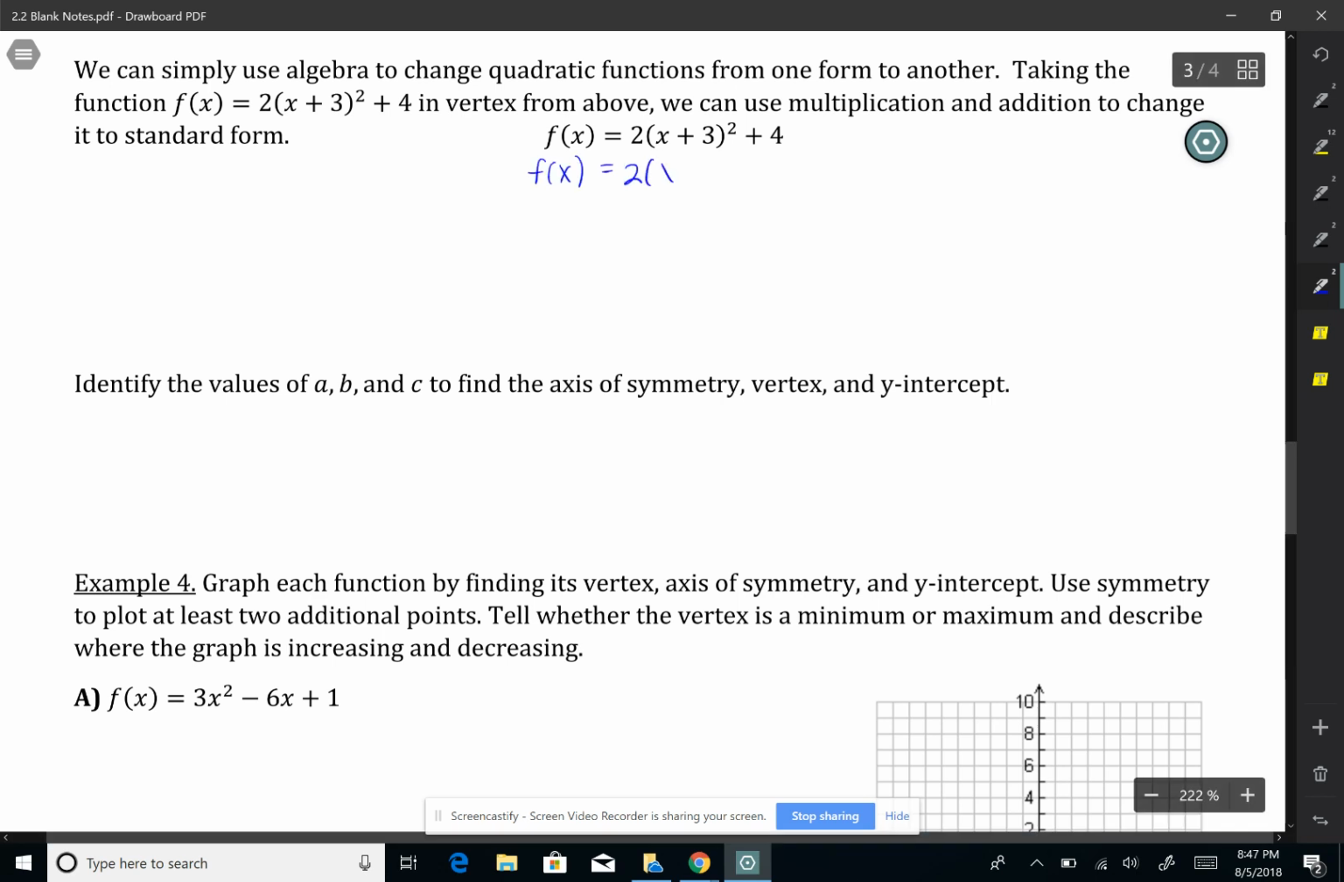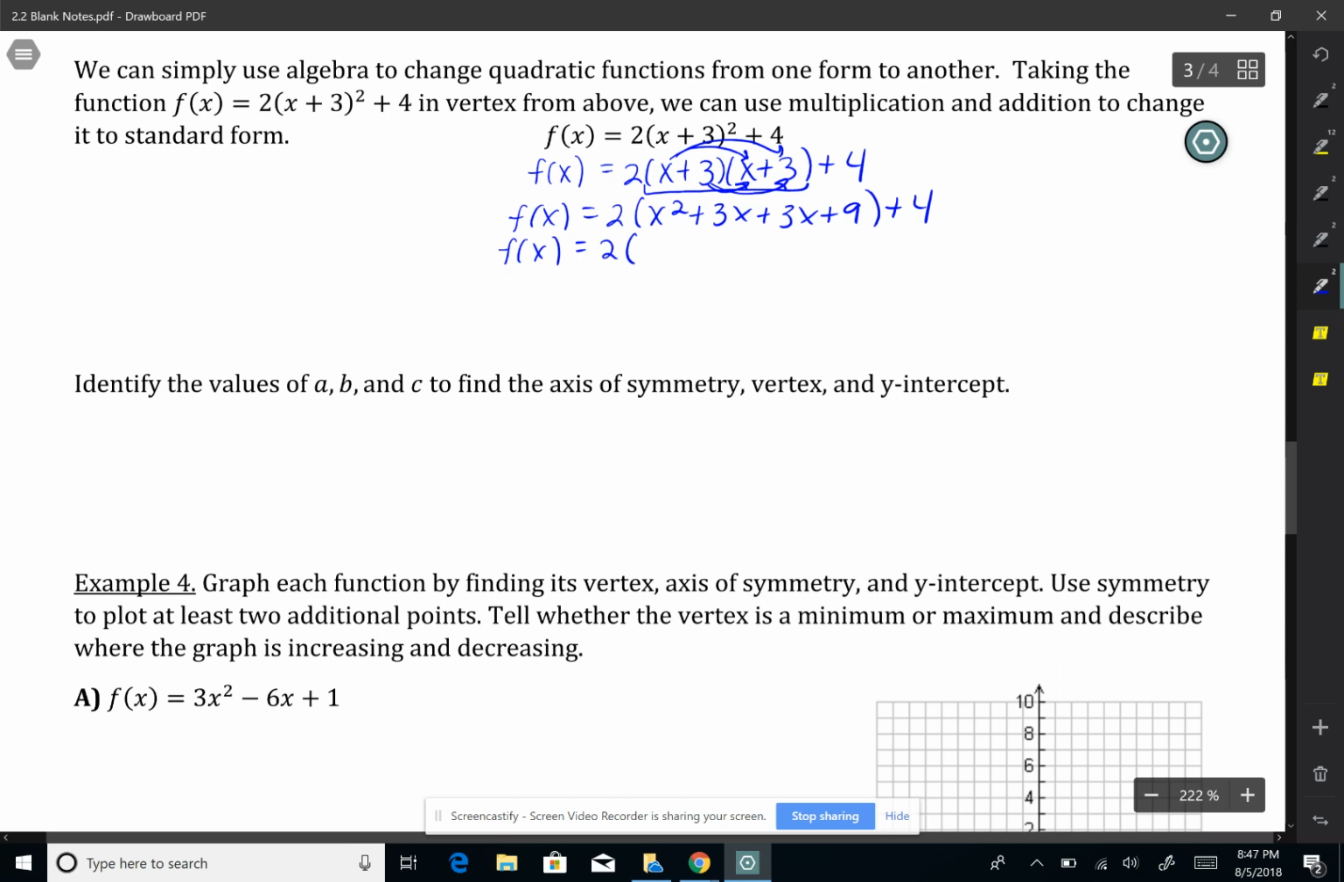The first thing I'm going to do is rewrite this x plus 3 quantity squared as x plus 3 times x plus 3, because that's what we're doing when we square something. We're multiplying it by itself. Now I'm actually going to multiply those together by distributing. X times x is x squared. X times 3 is 3x. Then 3 times x is another 3x, and 3 times 3 is 9. That's all in parentheses, and I still have the plus 4 at the end.